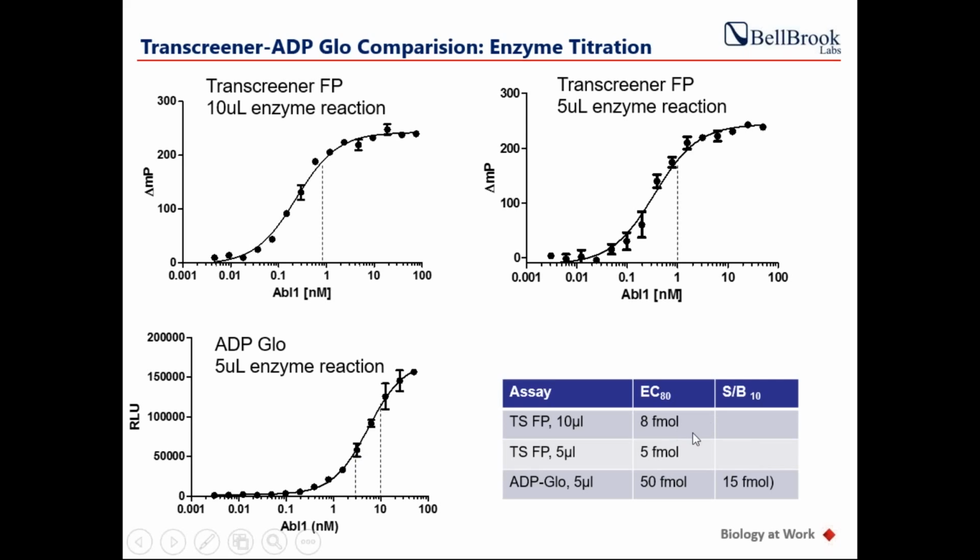And then I'm looking at enzyme usage here in the table. So with our 10 microliter reactions at our EC80 concentration, we're using about 8 femtomoles of enzyme, about 0.8 nanomolar. If we cut that down to 5 microliters, it's about 5 femtomoles. With the ADP Glow assay, if you use the EC80 concentration, it's quite a bit more enzyme. If you use their recommended concentration at 10 times signal to background, you're at 15 femtomoles. So it's still about 3 times as much enzyme as the Transcreener assay in the same volume. And why does that make a difference?